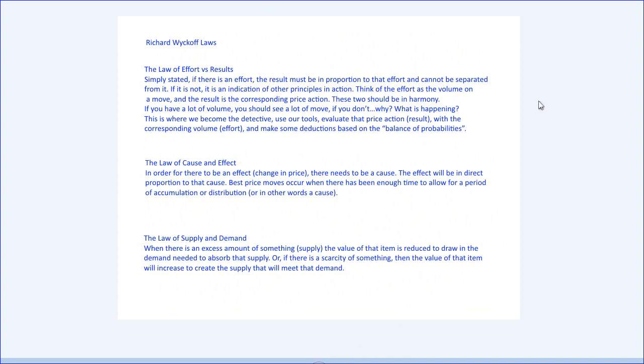Now, the law of effort versus results is a subset of the law of cause and effect, because we want good effort versus results in our building of our cause and effect. Right? So cause and effect is a subset of supply and demand. So supply and demand is the overall philosophy of the two laws of cause and effect and effort versus results.